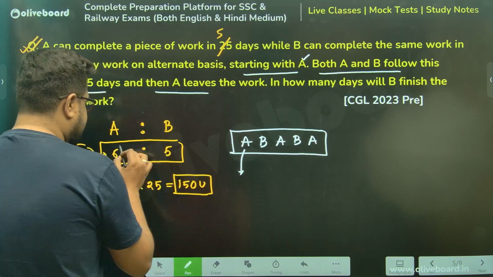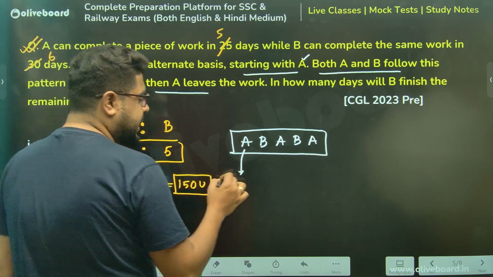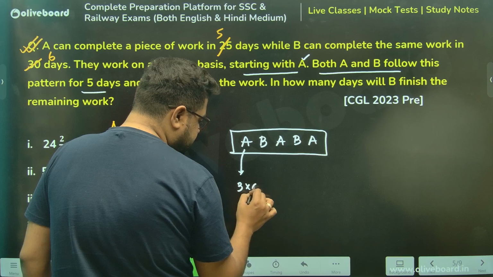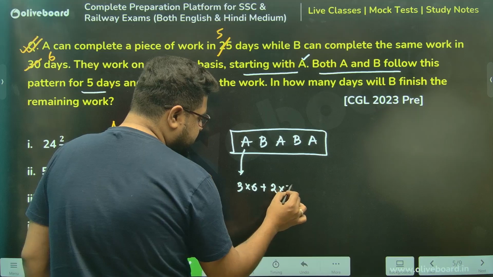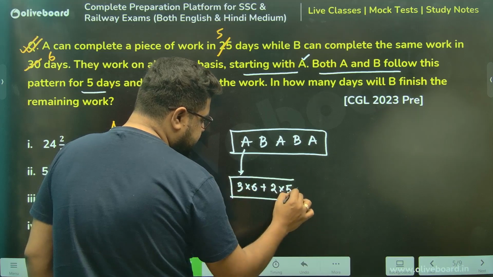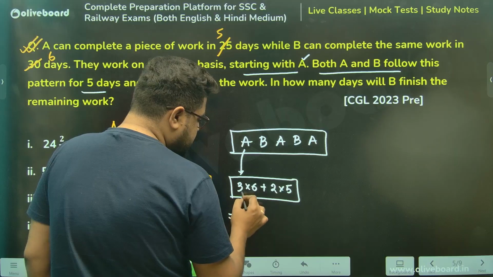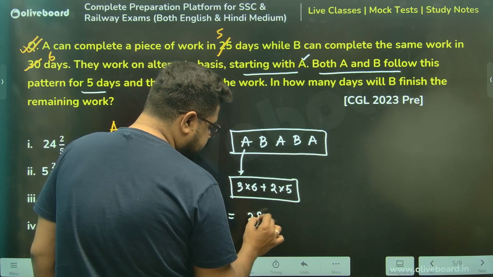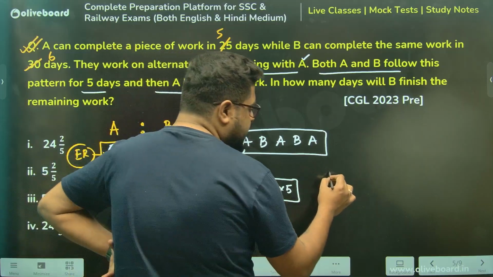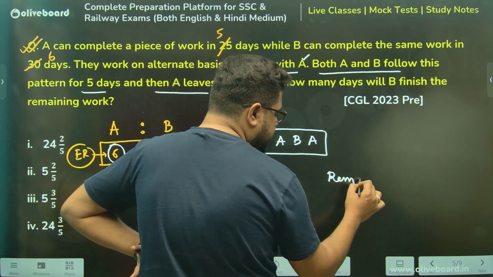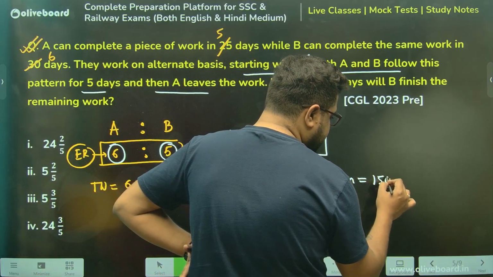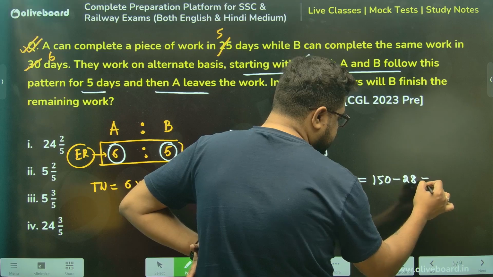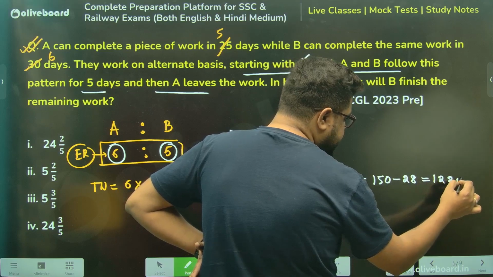So how much work has been done in these 5 days? Sir, A can work 6 units every day. So 3 into 6. And B can do 5 units every day. So 2 into 5, because B has worked for 2 days. So 18 plus 10, 28 units. So remaining work will be how much, sir? 150 minus 28, which is 122 units.